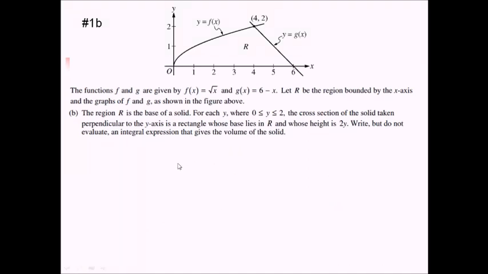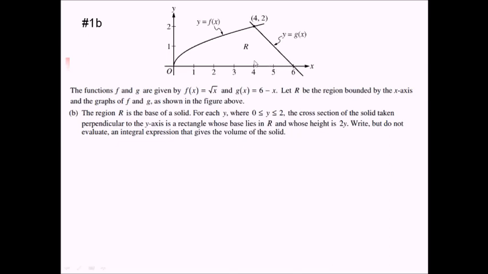For this part of the problem, they're telling us this region R is the base of a solid. For each y between 0 and 2, so they're really just spelling out the interval here, the cross-section of the solid taken perpendicular to the y-axis is a rectangle, whose base lies in R and whose height is 2y. They want us to write but not evaluate an integral that gives us the volume of our solid.